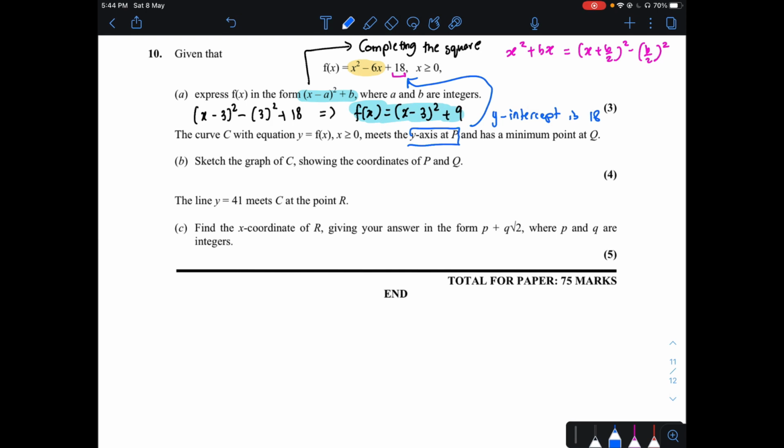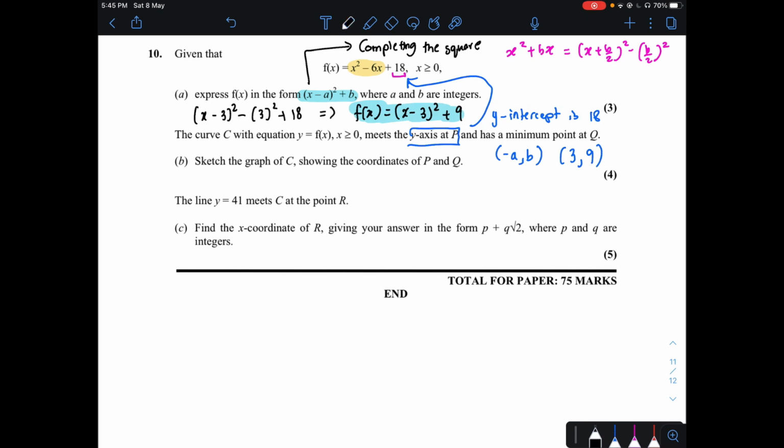The minimum point, because we have the completed square form, is usually minus a, b. Not minus a, I'll change it. In this case it'll be minus a, b. So in this case, that will be 3 and 9. So that's the minimum point.